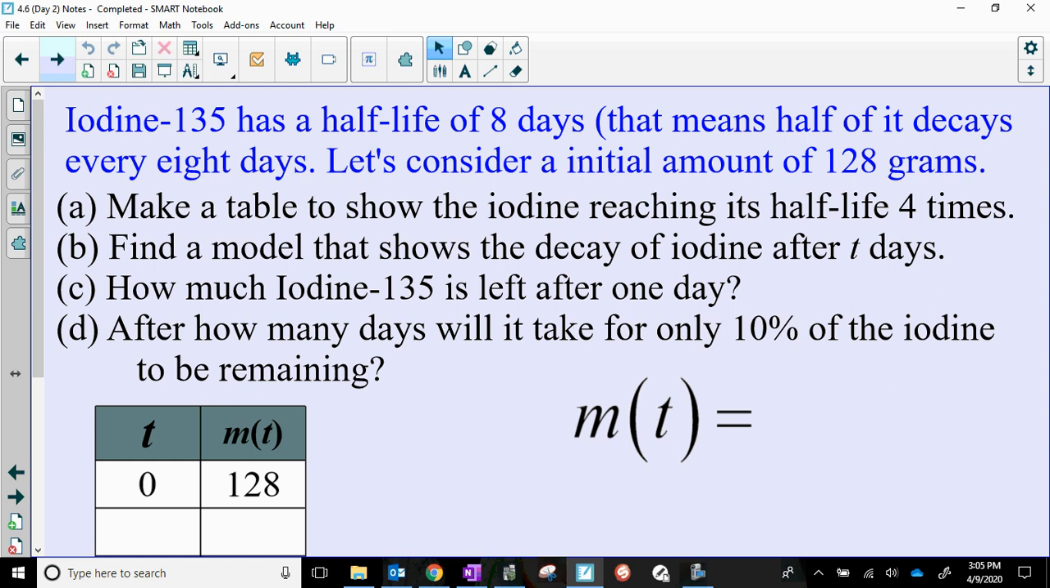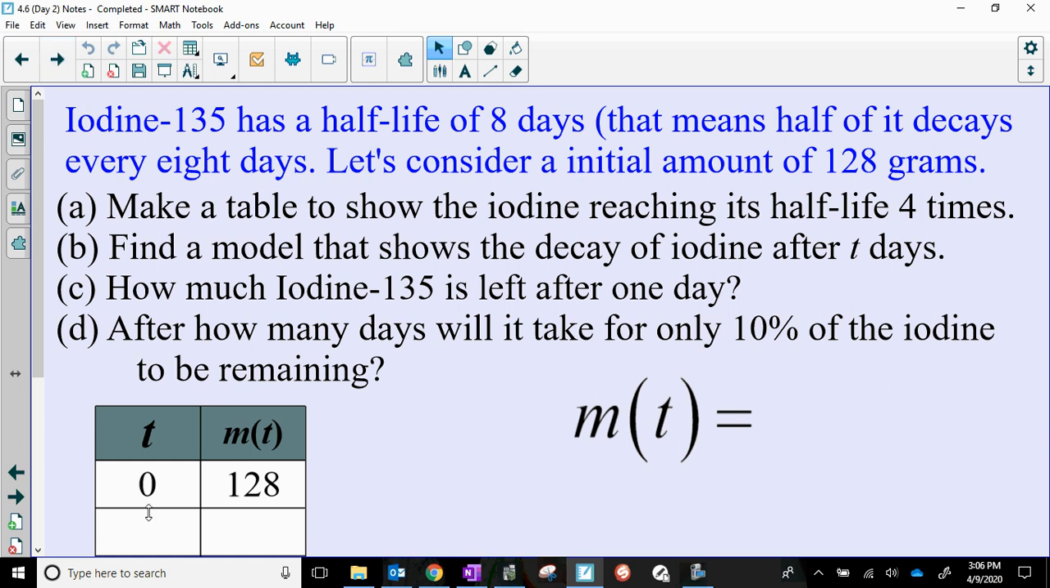So let's start off like we did yesterday, except I'm going to give you an element that decays naturally rather than the bacteria that's growing continuously. And we're going to give you its half-life, okay? So every 8 days, the amount of iodine-135 (the 135 is just an isotope, don't worry about that, it's not needed in calculation, it's part of the name) gets cut in half, and you start off with 128 grams.